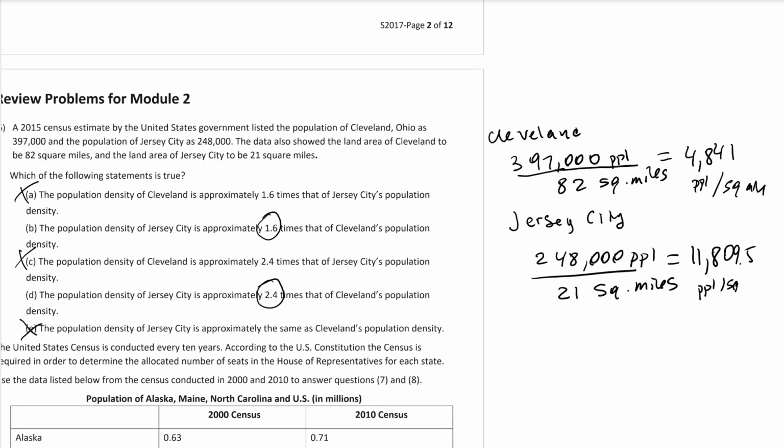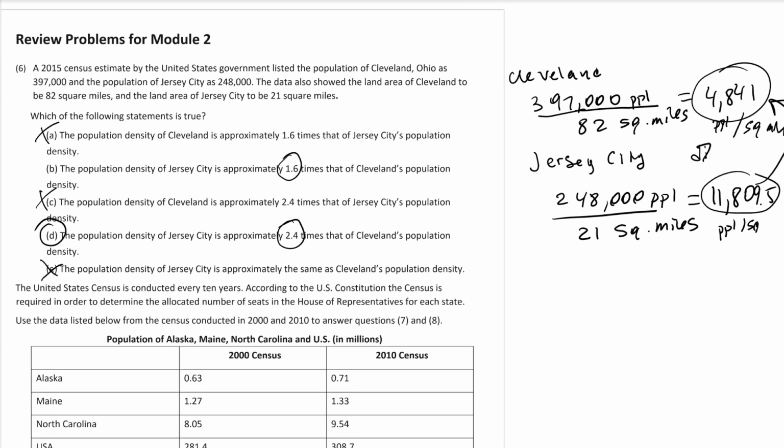So when you divide this number by that number, divide the larger by the smaller to see how many times it's bigger, and you'll get the answer of about 2.4, which will give you choice D. Okay, divide them to double check so you can see it yourself.